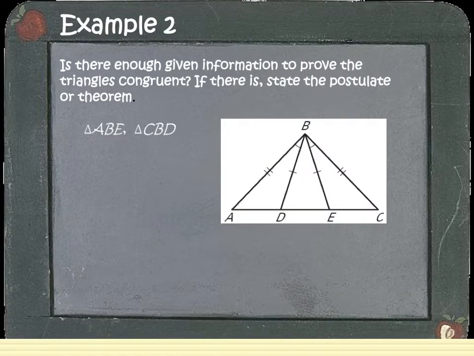All right, is there enough information to prove the triangles are congruent? If there is, state the postulate or theorem. Now we have to be very careful with this. Watch this. Triangle ABE is congruent to CBD. So ABE, this is a tough one because these are going to overlap. And CBD.